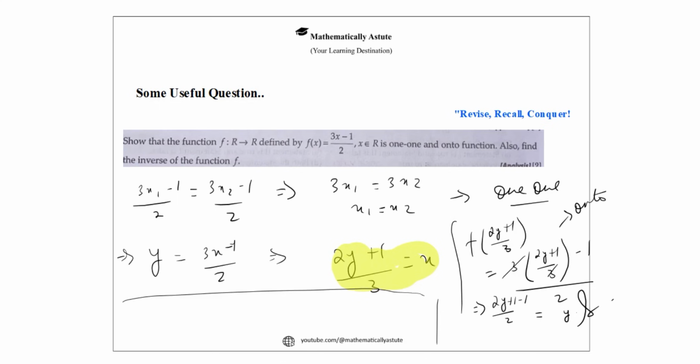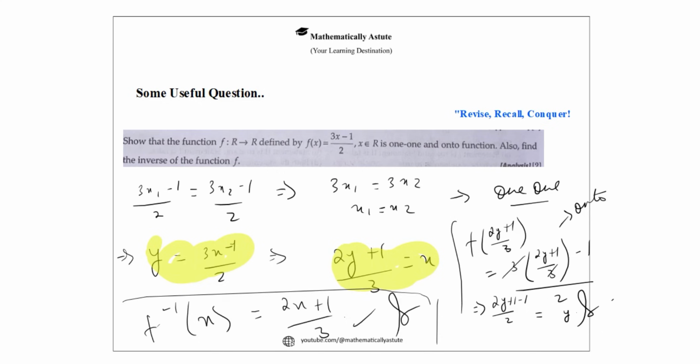Now they have told us to find the inverse function. We have already calculated it. Just express it as f inverse x equals (2x plus 1) by 3. See, the question is (3x minus 1) by 2, we have equated it with y, then we have changed the function completely in terms of y, so that will give us the inverse value.